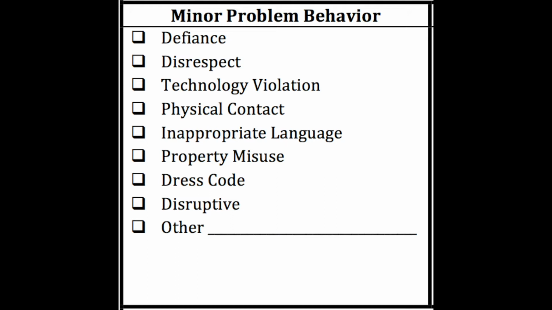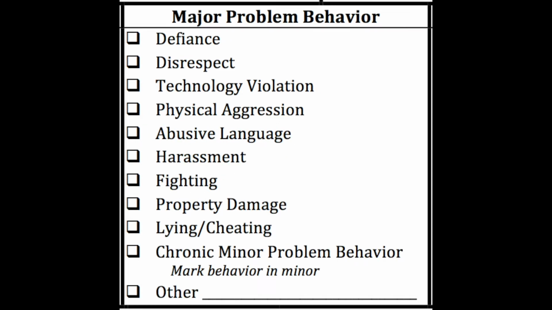Another thing to remember with minor problem behaviors is when you check that, you're saying, I am dealing with the behavior. We don't need the office to be involved at this point, but we do want to start the data trail because it's a consistent behavior. On the other hand, when you fill out a fix-it form for a major problem behavior, you are saying this is something that the office needs to deal with. That might be the principal, the social worker, the behavior specialist, but you're passing the student off to have the office deal with that behavior.